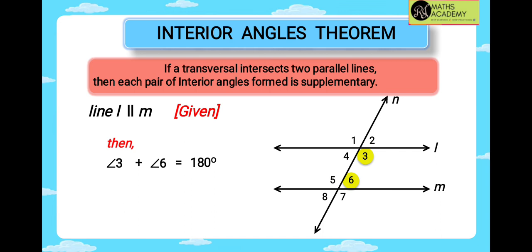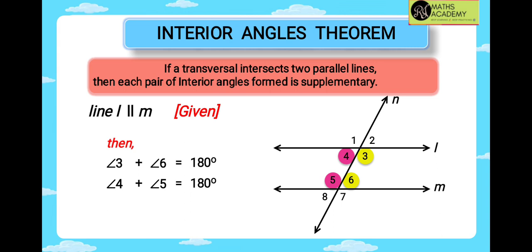Now we'll see the next pair, that is angle 4 and angle 5. Again, angle 4 plus angle 5 equals 180 degrees. So like that we got a total of two pairs of interior angles. Just remember that interior angles are inside, between these two lines.